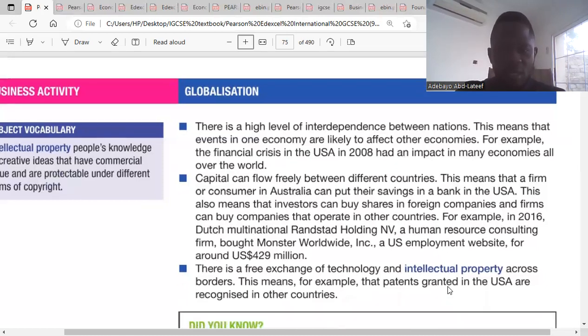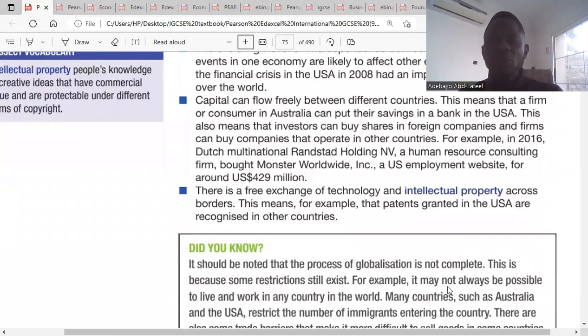I think it's clear. The fourth one, capital can flow freely between countries. When we talk about capital flow, it means movement of money. We can move money from this country to our country. We can move our investments from Nigeria to Libya. Libyans can also move their investment from Libya to whichever countries they choose to establish in. Is it clear? That is capital movement. It can be in cash, it can be in property. That is investment.